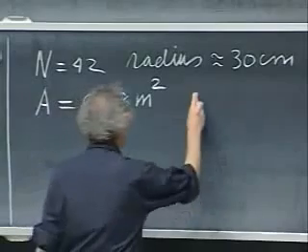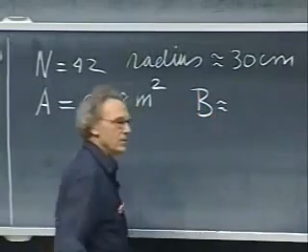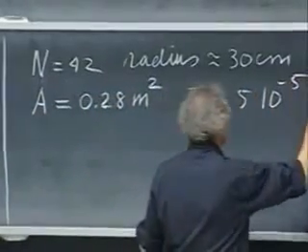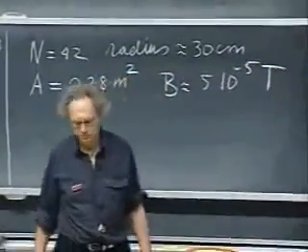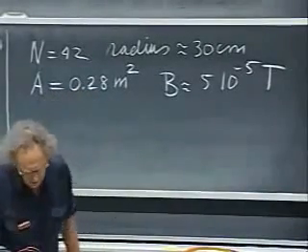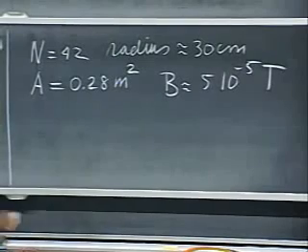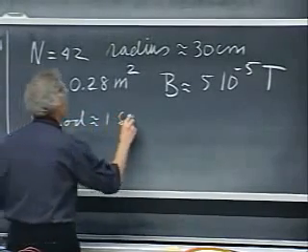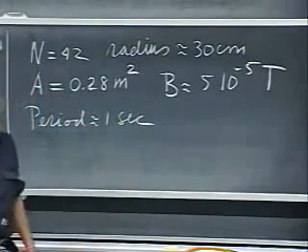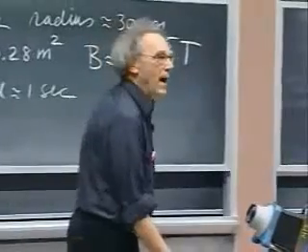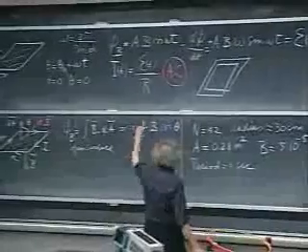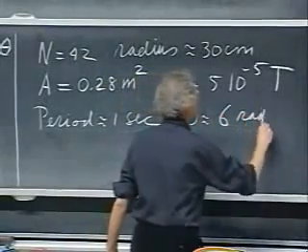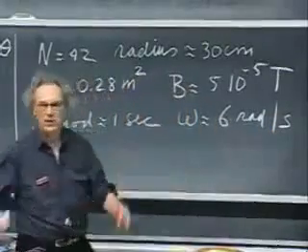I use the Earth's magnetic field, which is about half a Gauss. So that's about 5 times 10 to the minus 5 Tesla, if we work in SI units. And I'm going to rotate it around with a period of about 1 second. That means omega, 2 pi divided by the period, is then about 6 radians per second. 2 pi, I call that 6 for now.